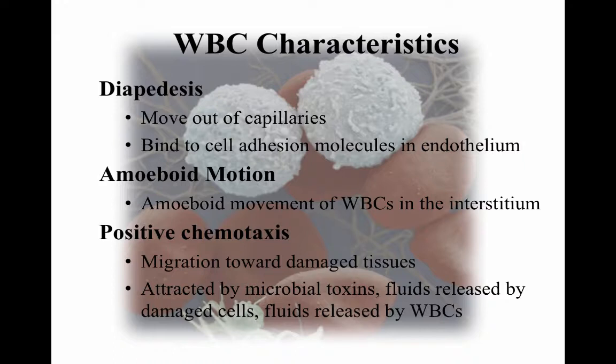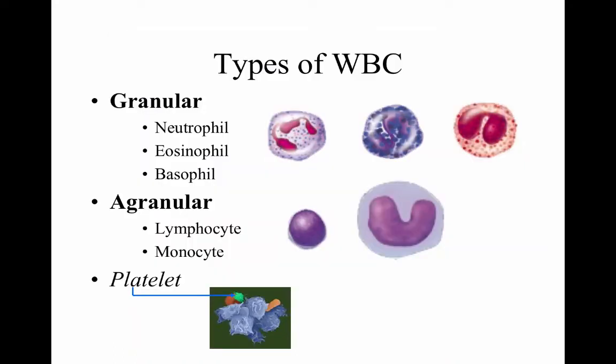So the idea here is that these white blood cells are able to move to locations where they need to be, and they're attracted typically by damage or disease processes that happen in the tissues of the body. Some types of white blood cells: we see classification of granular, which would be neutrophil, eosinophil, and basophil, and agranular, lymphocyte and monocyte, and then we have platelets. So you might say, what is the difference between granular and agranular? Granular literally has these granules that can be seen within the cytoplasm, whereas agranular does not.